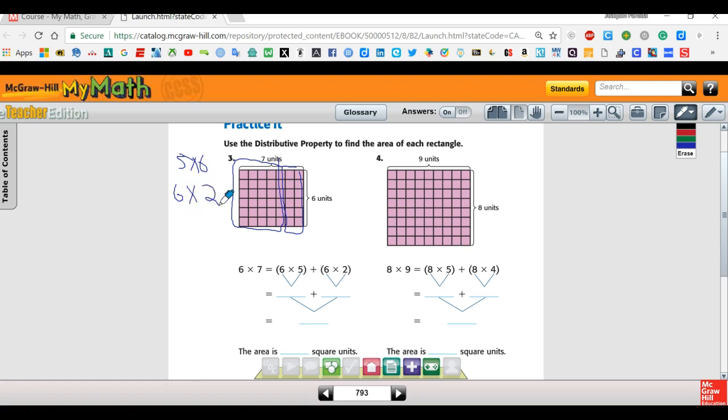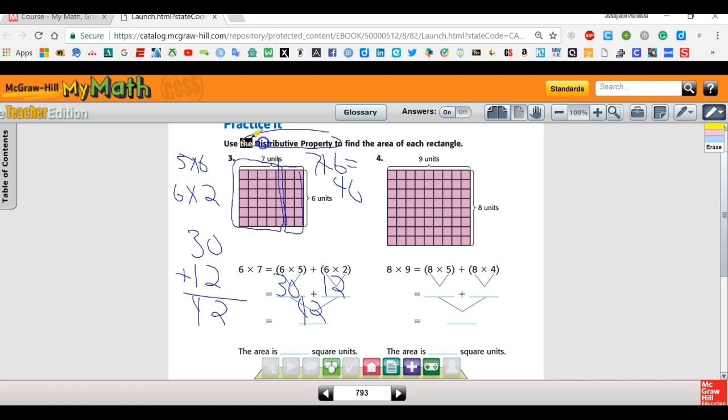Okay, so 6 times 5 is 30, not 3. And then 6 times 2, 12. And then they added those together. 30 plus 12. 0 plus 2 is 2. 3 plus 1 is 4. 42. Or I could have just gone 7 times 6 is 42. But they want you to use the distributive property. That's what they want. Okay. Can you go ahead and do number 4, please?